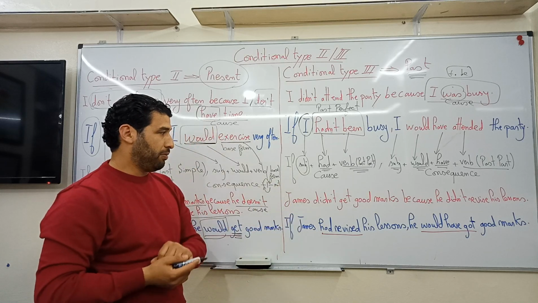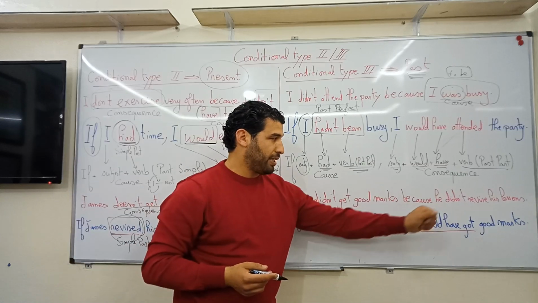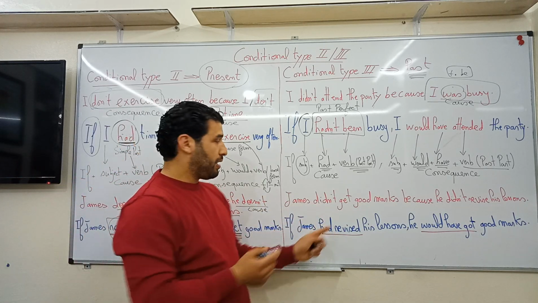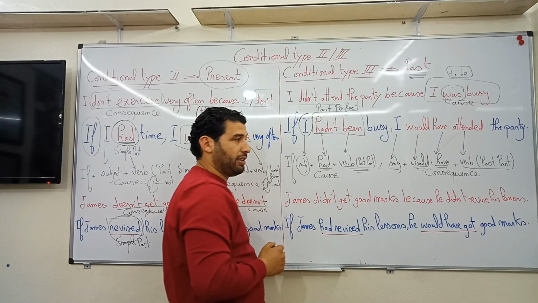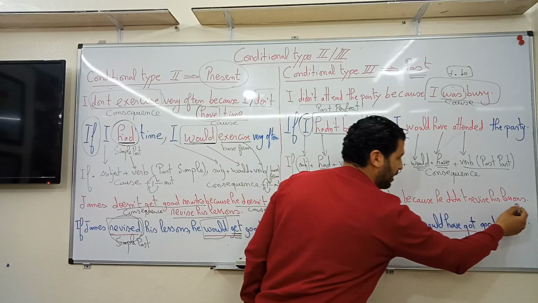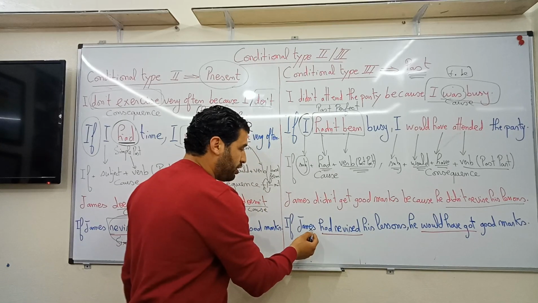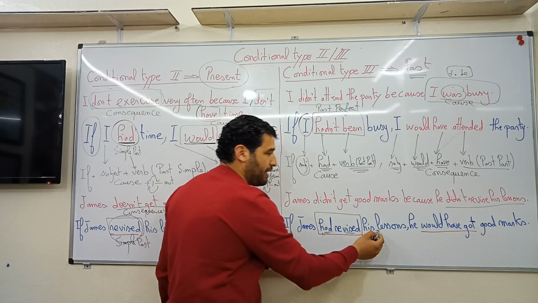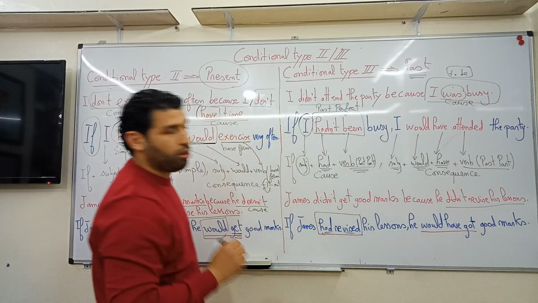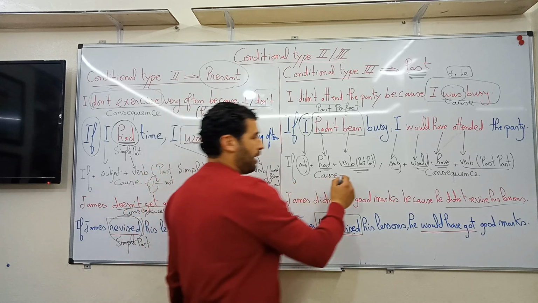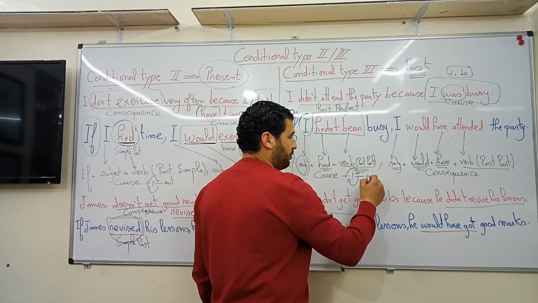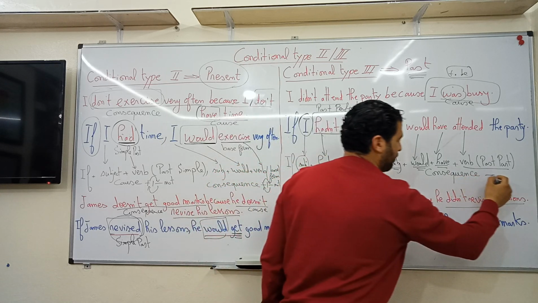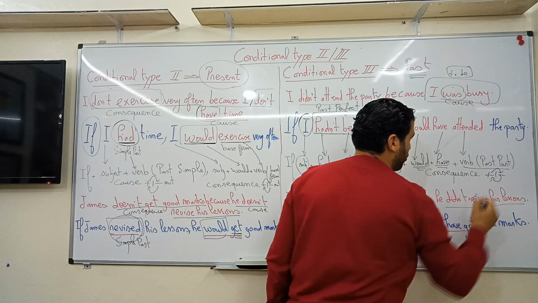Okay? Another example, James didn't get good marks because he didn't revise his lessons. The same example, but before it was in the present, here it's in the past. So, James didn't get good marks because he didn't revise his lessons. So, this is the cause. He didn't revise his lessons. So, if James had revised, see again, past perfect, had revised his lessons, he would have got good marks. So, of course, if the sentence is negative, we change it to affirmative, and if it is affirmative, change it to negative, just like conditional type 2.